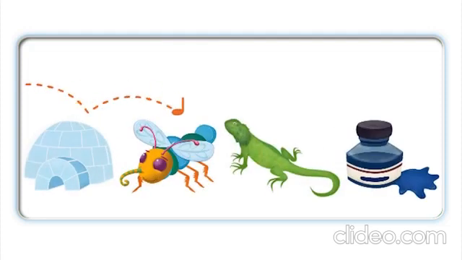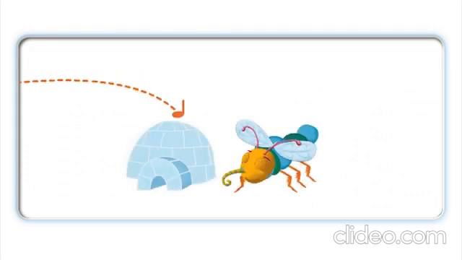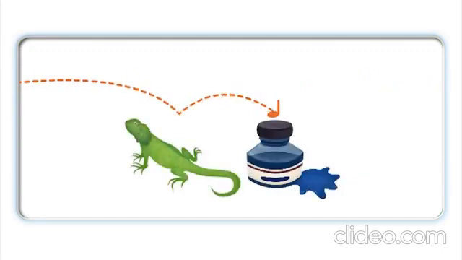Igloo, insect, iguana, ink. I have an igloo, I have an insect. I have an iguana, I have ink.